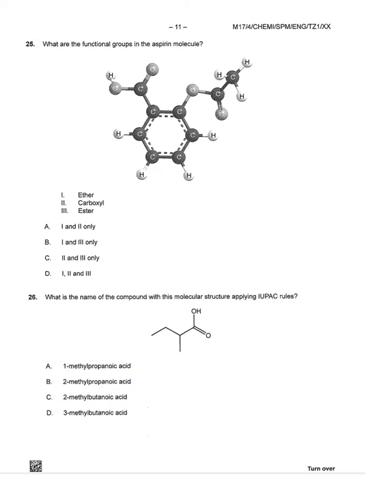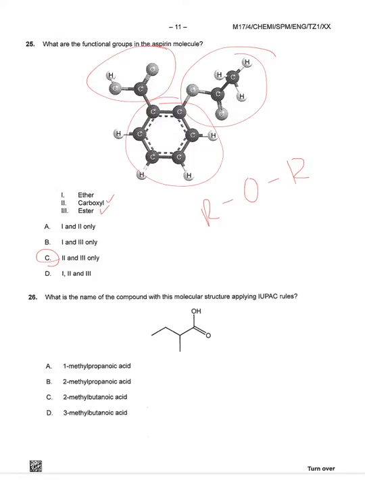Number 25, what are the functional groups in the aspirin atom? Well, I see a carboxylic acid group up here, or carboxyl. I see an arene or phenyl group, which isn't one of my choices. And then I see the COOR group, which now I have to remember, is that an ether or an ester? And it is in fact an ester, because an ether, I remember, has oxygen with an R group or a carbon on either side of it. So this would be 2 and 3 only, or letter C.